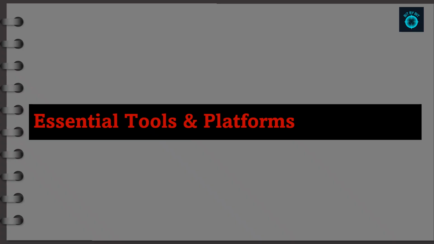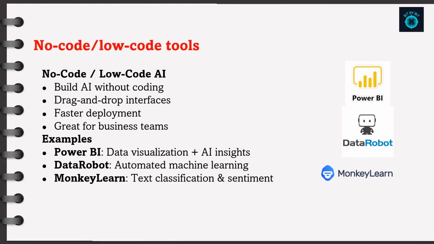Essential tools and platforms. No-code, low-code tools. In this slide, we'll explore no-code and low-code AI tools. These are platforms that allow you to create AI-powered solutions without writing complex code. These tools use drag-and-drop interfaces, templates, and built-in AI models to make development much faster. They are ideal for business teams, analysts, and non-technical users who still need AI capabilities. Let's look at 3 popular examples.